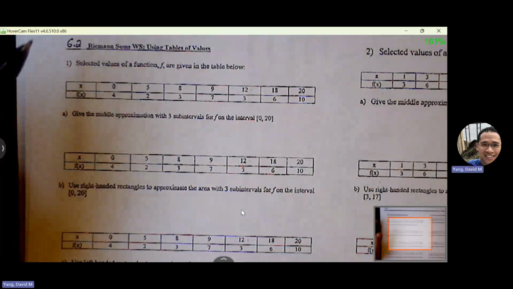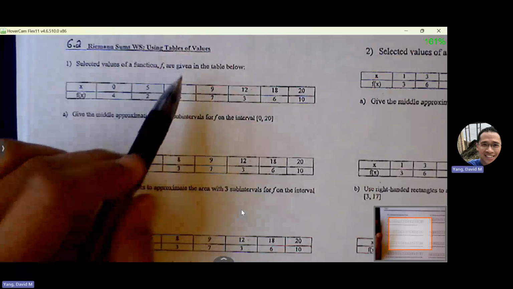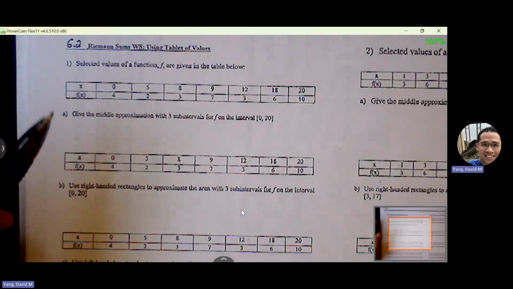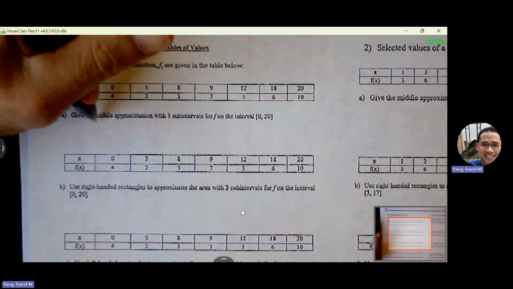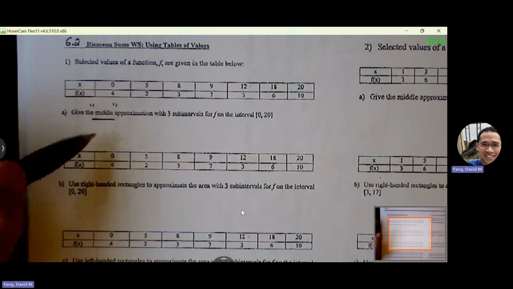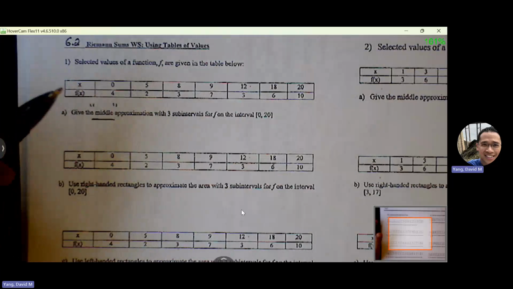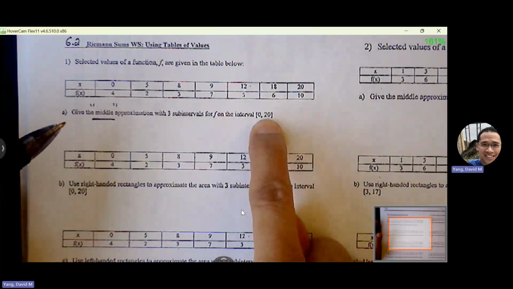Okay, so let me go through this process here. We have selected values of a function, and it's all going to be a continuous function here. It says give the middle approximation. Now, middle is in quotes. Middle doesn't mean exactly in the middle. It just means that it needs to be between our endpoints. So middle approximation with 3 subintervals from 0 to 20.